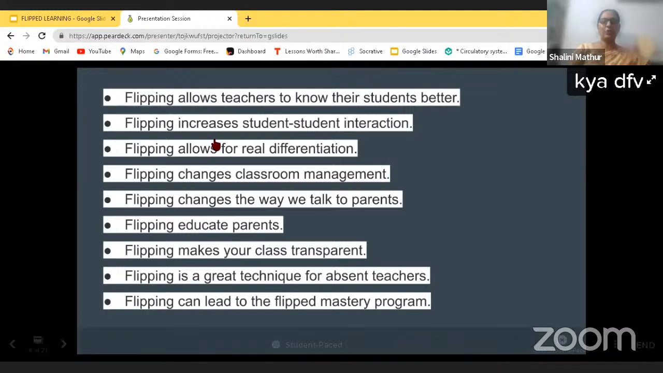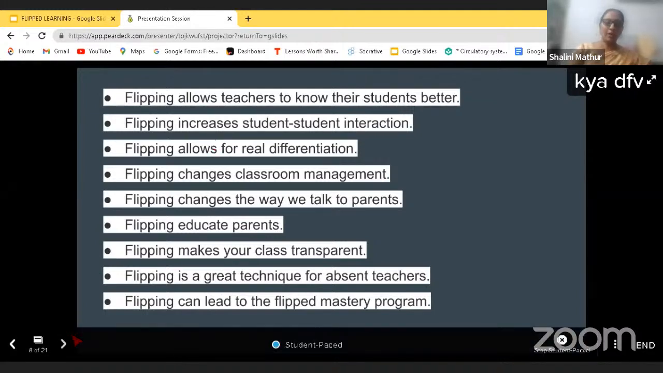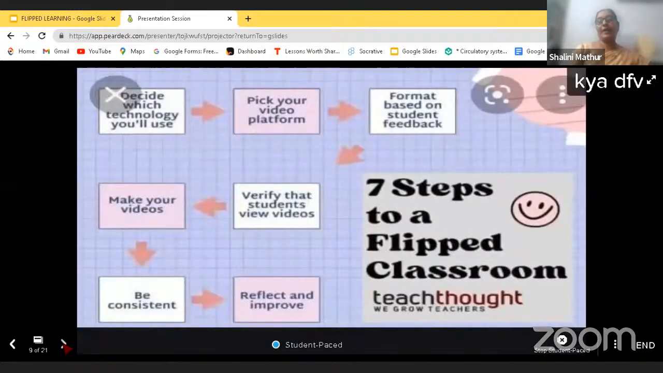Flipping can lead to the flipped mastery program. That means when you use those flipped tech tools, it is going to help you in exploring new techniques. So how to design?